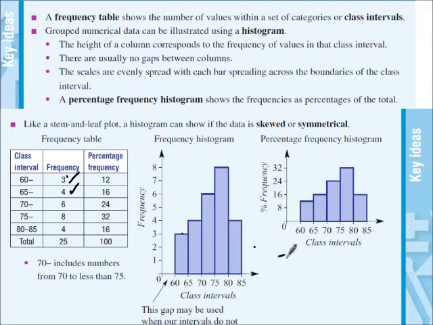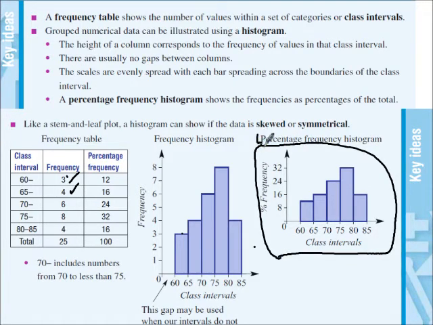I could also make a frequency histogram based on the percentages. So if you have a look at this one here, these columns are the percentage heights. So from 60 to 65 is 12%. From 65 to 70 is 16%.